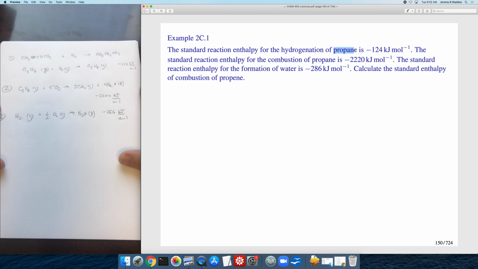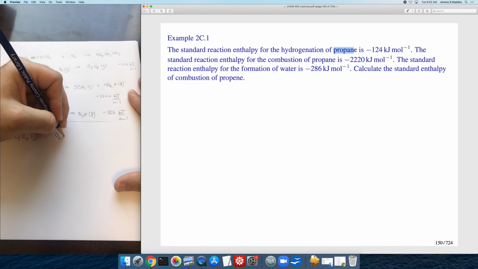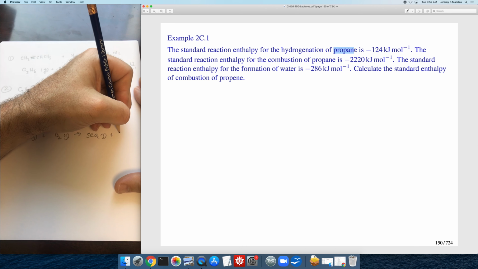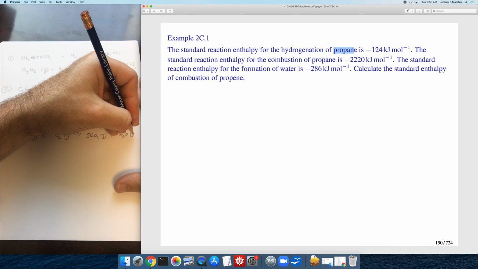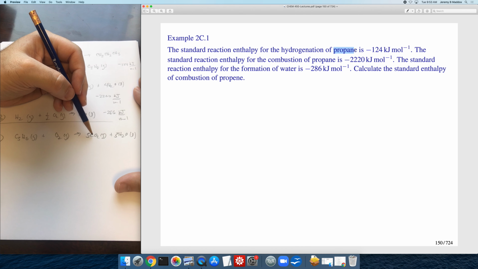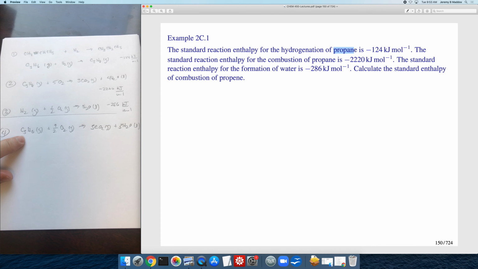The combustion enthalpy for propene. So reaction 4 is going to be our unknown, and it's going to be C3H6 plus this O2 gas gives CO2 gas. It should be 3. We've got a total of 6, 7, 8, 9, so 9/2. So they want us to find the enthalpy of combustion for this reaction.